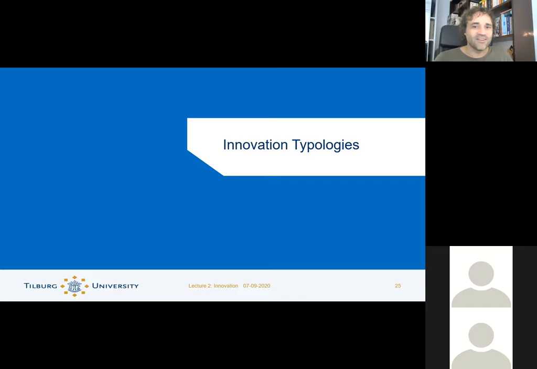Get back to innovation typologies. So we talked about the innovation process. We talked about different types of innovation. Now we'll also talk about types of innovation in terms of innovation typologies.